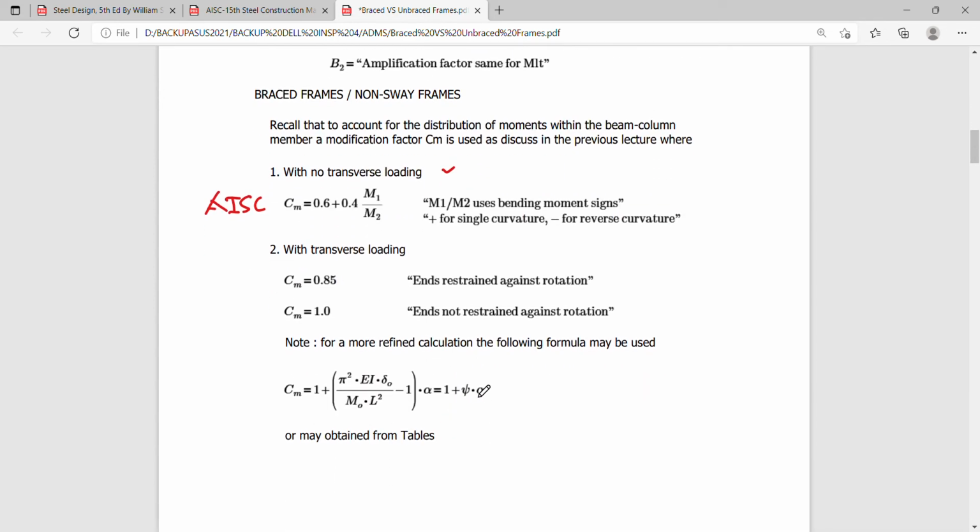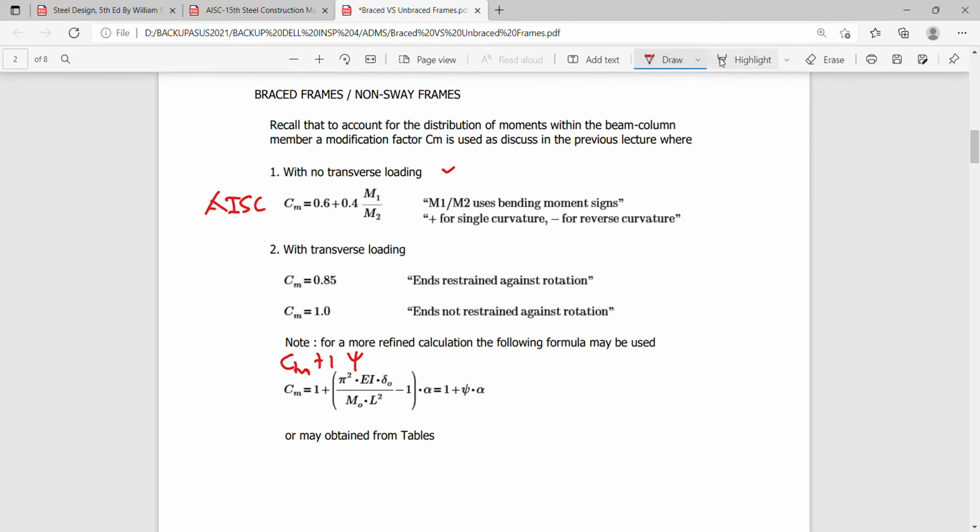But to make some more refined calculation, if you want to use the derived formulas using the method of calculus, we'll just recall the more detailed formula Cm equivalent to 1 plus psi alpha. Okay, so this is actually the detailed formula 1 plus psi alpha.